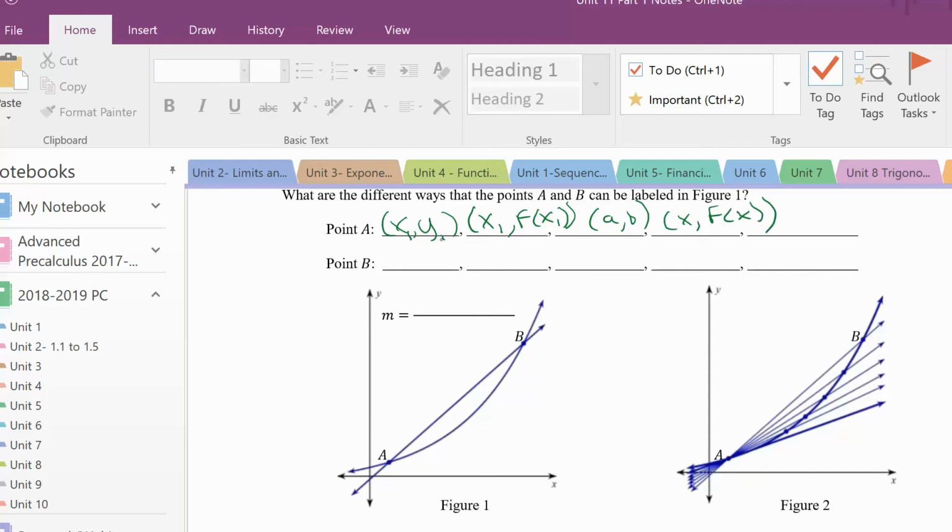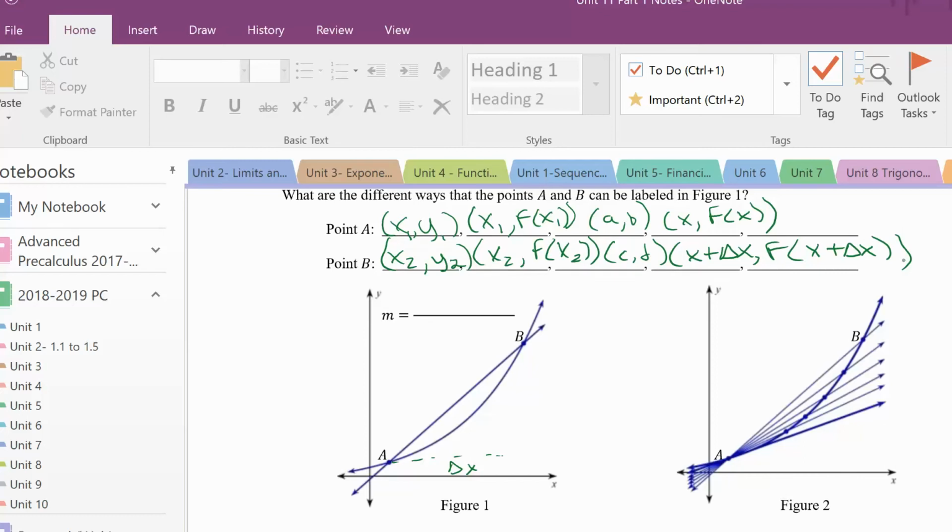And then for point B here, you could say that it would be x2, y2. You could say that it's x2 and then f of x2. You could say that it's c comma d. And you could say that it is x plus the change in x, because notice from here to here would be delta x. So it would be x plus the change in x, and then it would be f of x plus the change in x, or delta x.